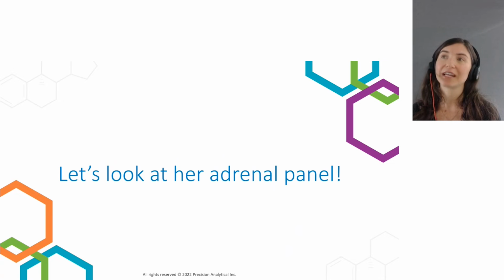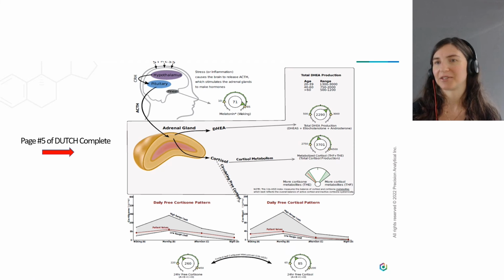And we know that higher androgens can aromatize over to estrogen. So sometimes you see higher estrogen in the tissues due to higher androgens. All right, let's look at her adrenal panel.